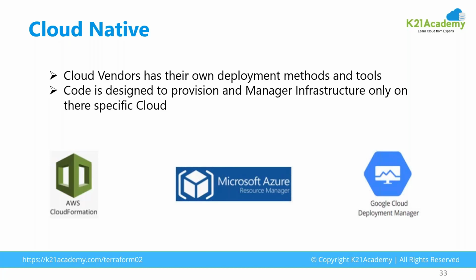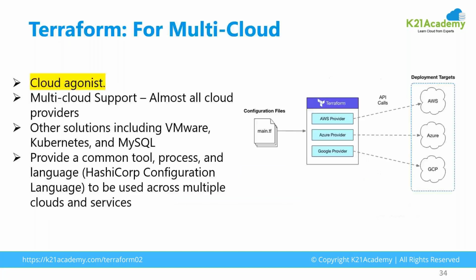That means AWS CloudFormation will be working with the AWS cloud vendor only. ARM is going to work with Microsoft only. Google Cloud Deployment Manager is going to work with Google Cloud only. So these are the cloud native tools which are developed for the cloud vendors itself. But if we come to Terraform, Terraform is the cloud agnostic tool. That means it works with all the cloud vendors, all the cloud providers. Whichever cloud provider you can think of, it works with all of them.